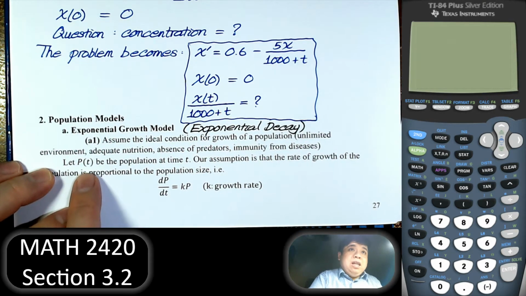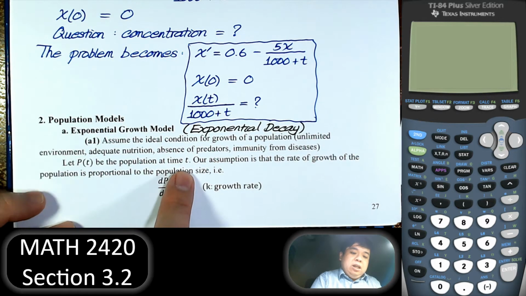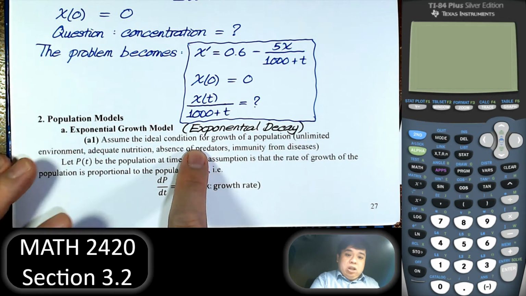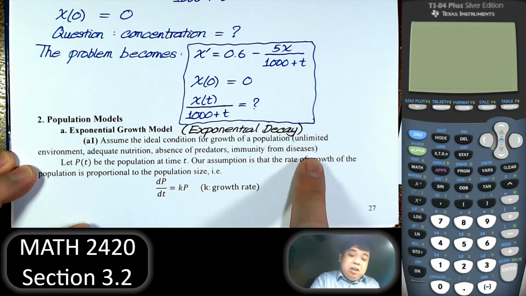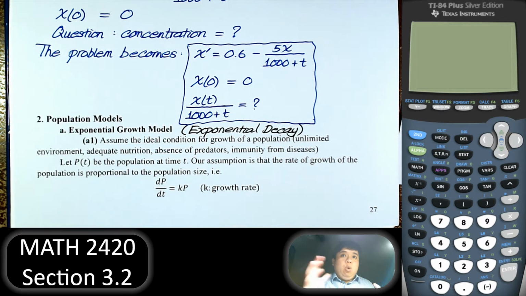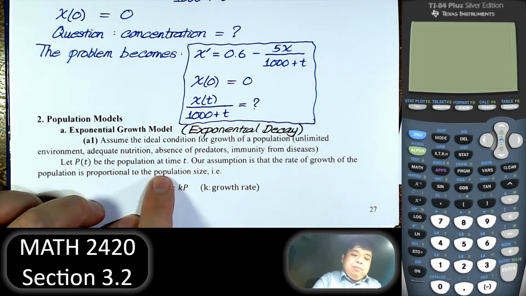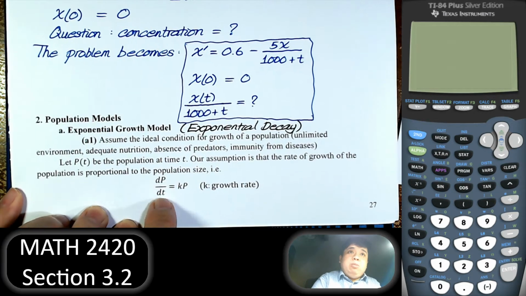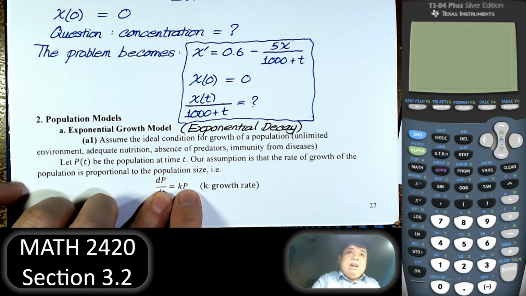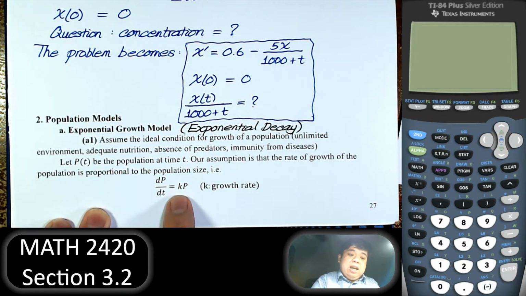So let P of t be the population at time t. Our assumption is that since it is the ideal condition, it's not affected by any of this. So the growth rate only depends on the population size, meaning the more we have, the more we produce. It only depends on how much we have at the moment. So the rate of change of population is only changing by how much we have. P times k is a constant rate.